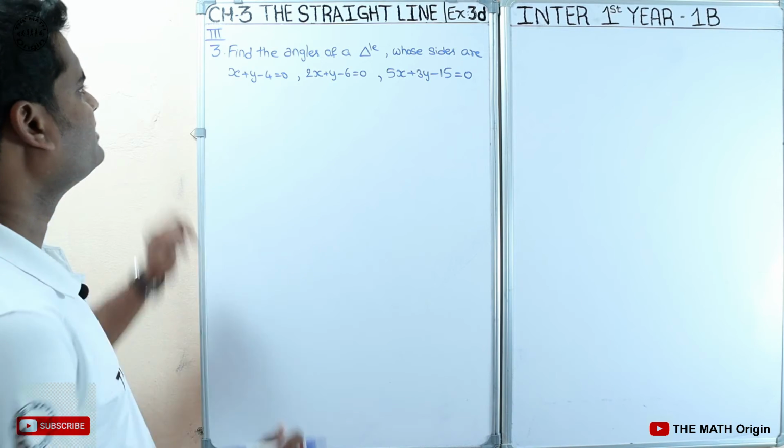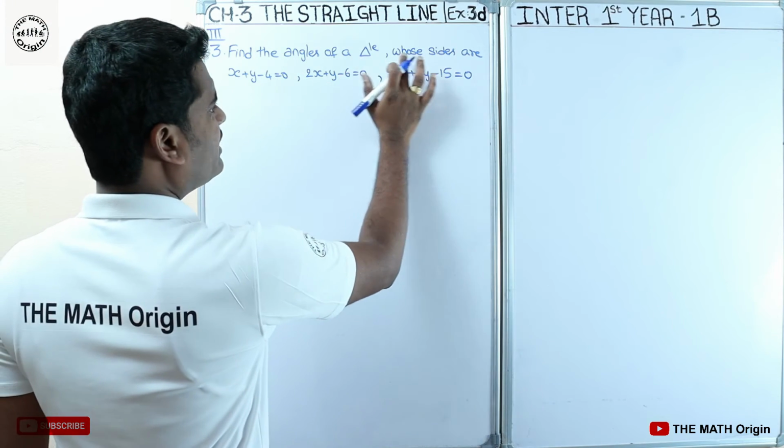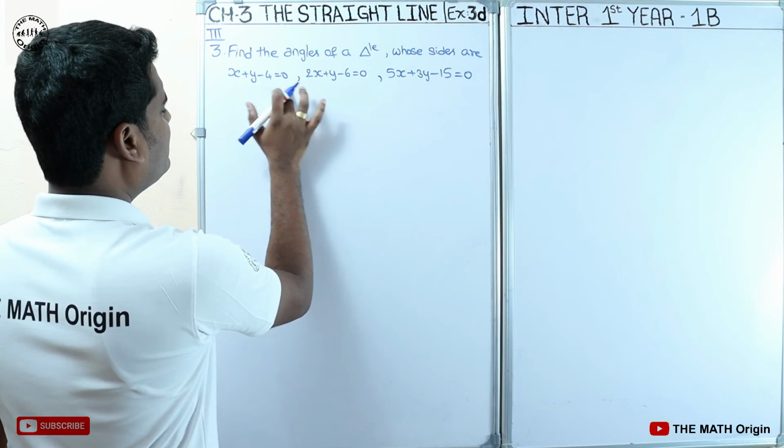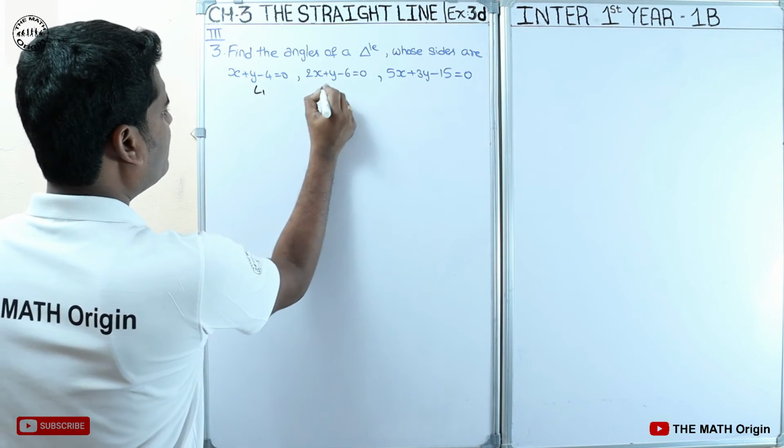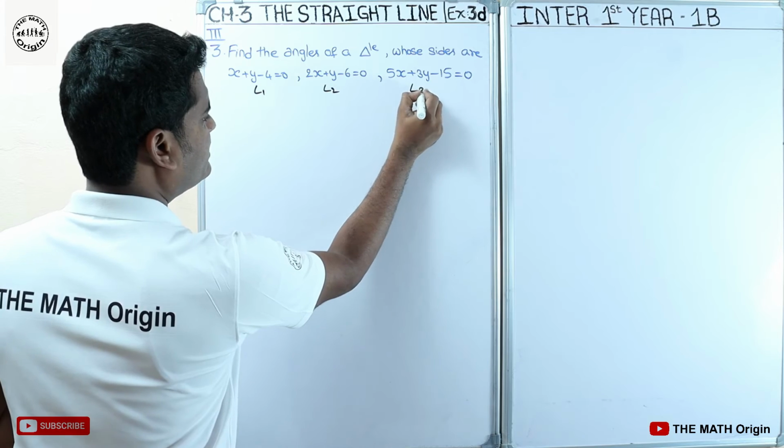Third question from the third section. Find the angles of a triangle whose sides are line 1, line 2 and line 3. Okay, line 1, line 2 and line 3.